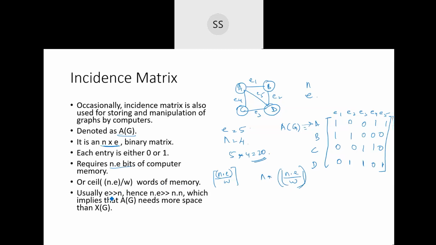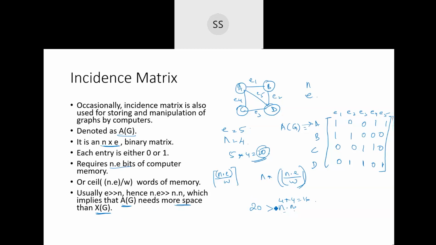Now usually the number of edges will be greater than n. So in that case, n into e, the value is said to be 20. It is greater than n into n. What is the value of n? It is 4, isn't it? 4 into 4 is 16. Which implies that your incidence matrix requires more space than your adjacency matrix.